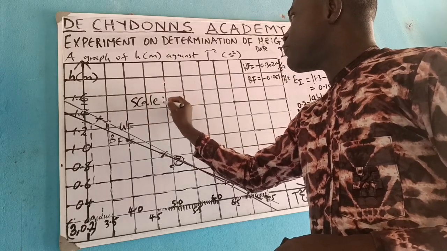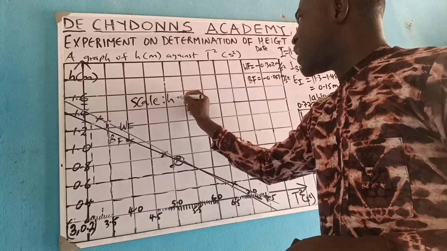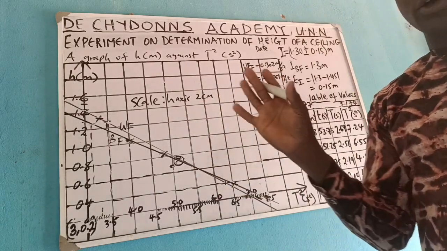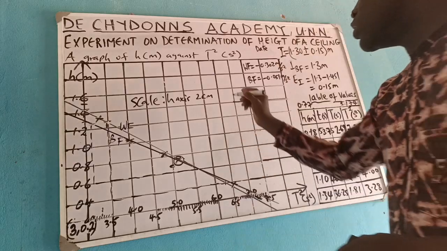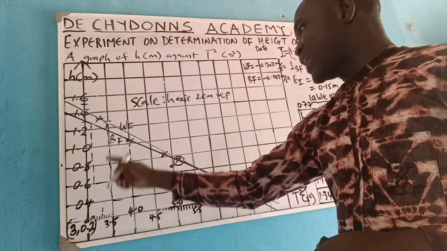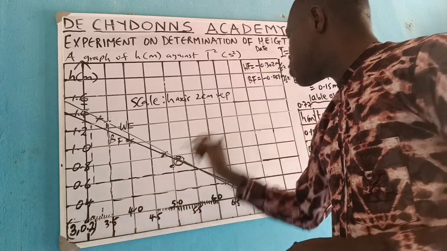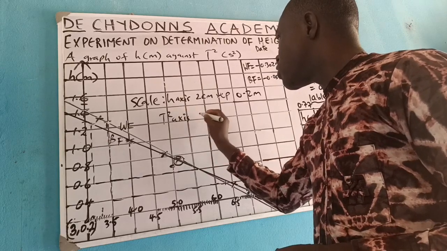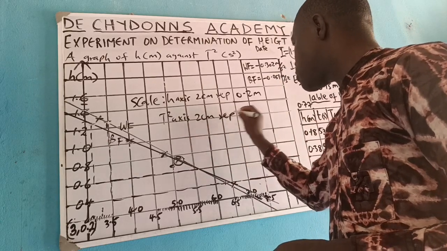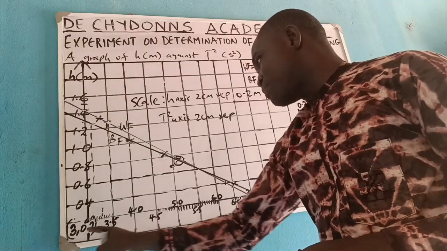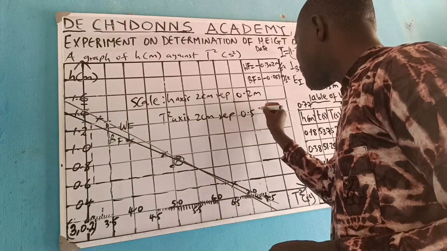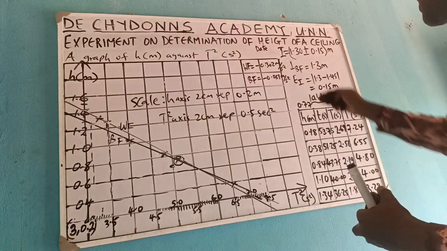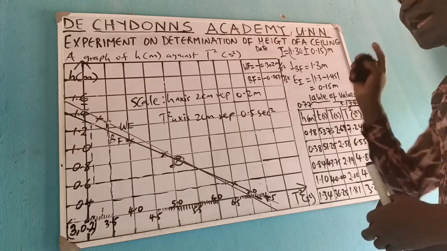Your scale for the vertical axis, the h axis: 2 cm, because we are calling all these bars the big bars. The big bars you have been seeing in your graph sheet represent what? For the h axis, this minus this, 0.2 meter. Then for the t square axis, 2 cm represents this minus this, 0.5 seconds squared. Very important. And so we have succeeded in getting our intercept and error in intercept.